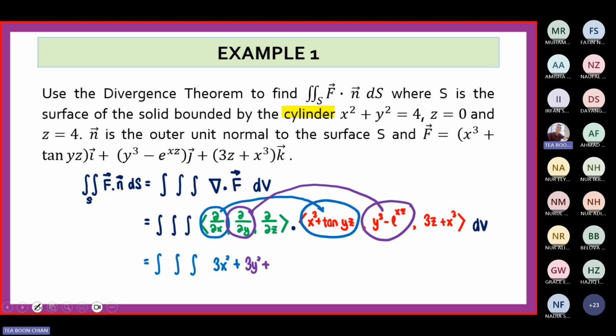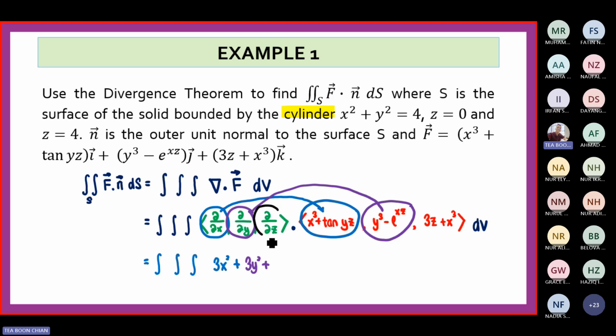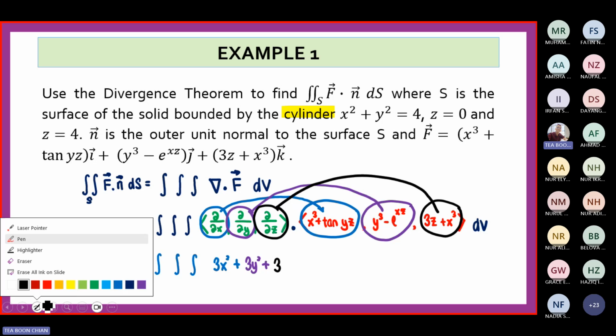Plus, lastly, the same. So here, let me use maybe black color. Del over del z multiplied with 3z plus x to the power 3. Again, partial differentiation. You differentiate 3z, you get 3. All right. x to the power 3 becomes 0 because, again, no variable z. Now, up until here, suppose you have gotten what you need. That's why, if you want, you can start to consider building your triple integral.